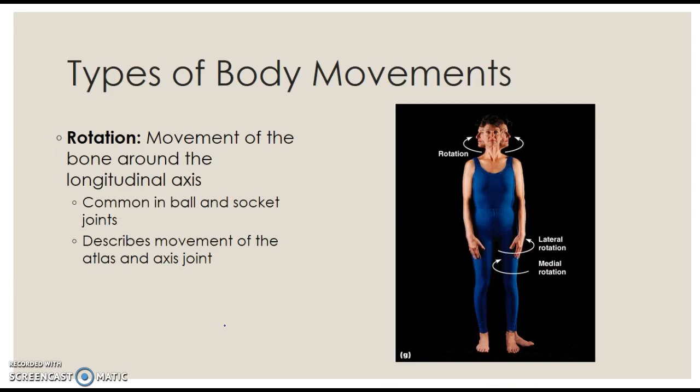All right, rotation. This is movement of the bone around the axis, and the best example I think is this atlas and axis joint up here. The rotation of the neck is extremely easy to comprehend.